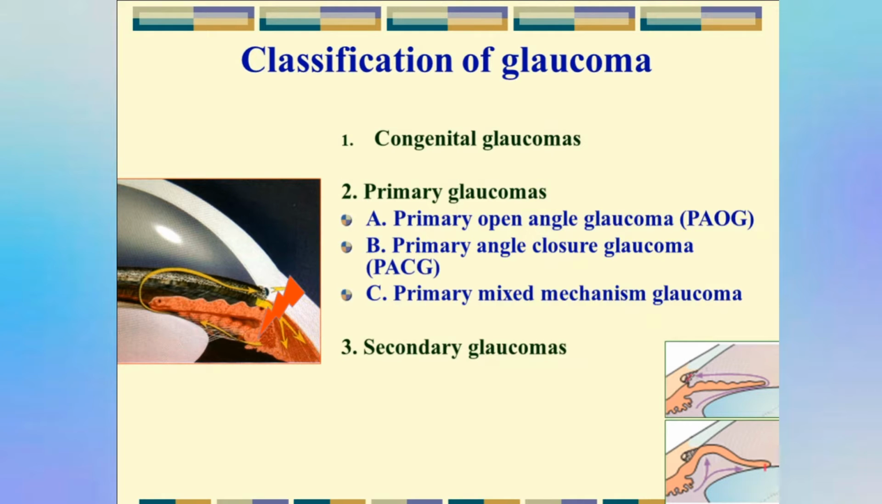There are a lot of classifications of glaucomas, but usually we divide them into congenital glaucoma, primary glaucomas, and secondary glaucomas. As for the primary glaucomas, we can divide them into primary open angle, primary closed angle glaucoma, and primary mixed glaucoma. This classification depends on the condition of the angle of the anterior chamber. On this picture you can see open angle, and on this picture you can see closed angle.